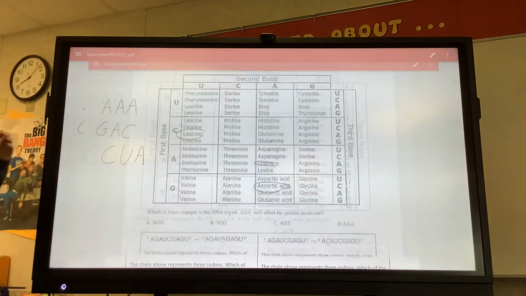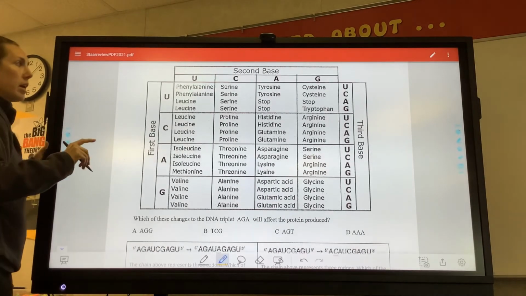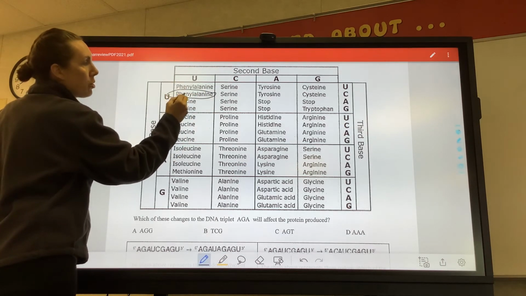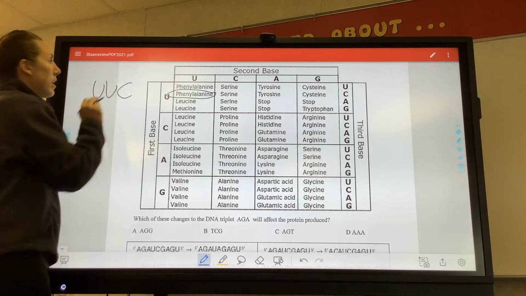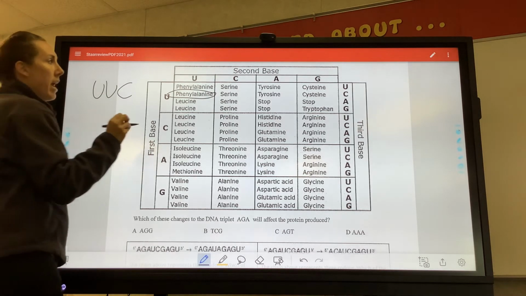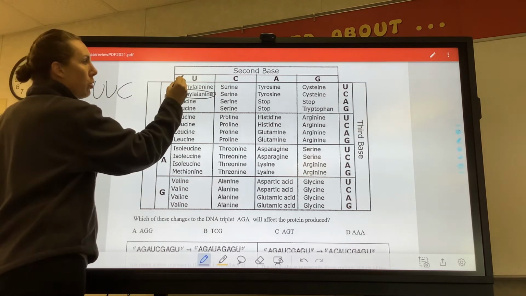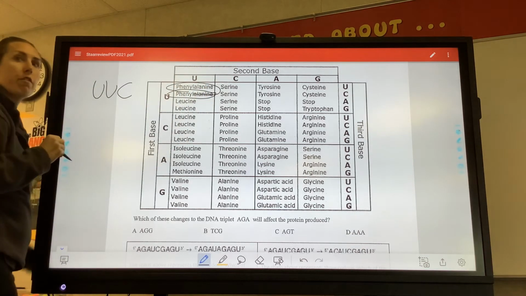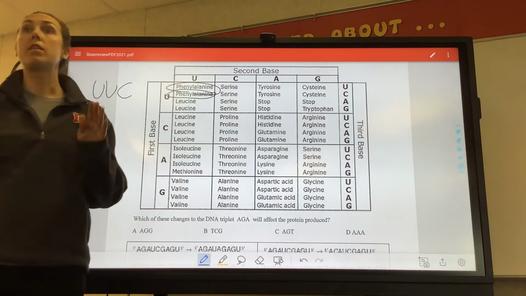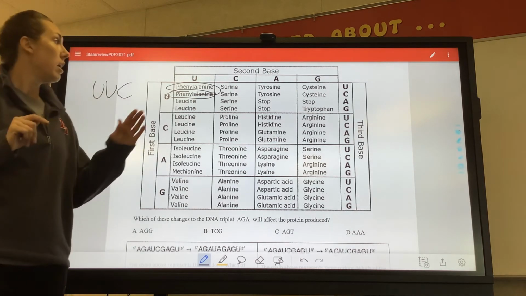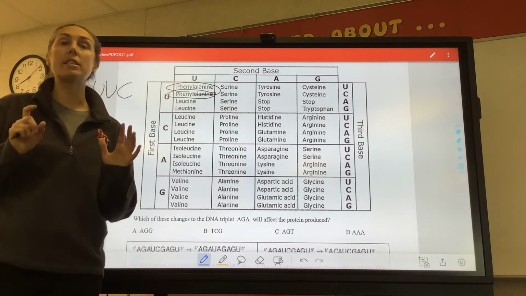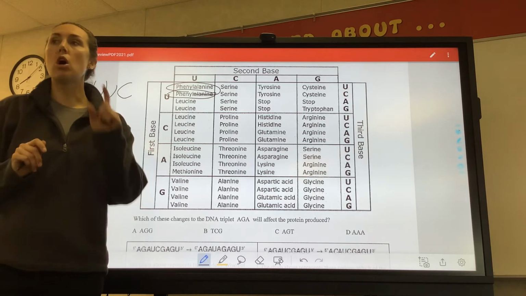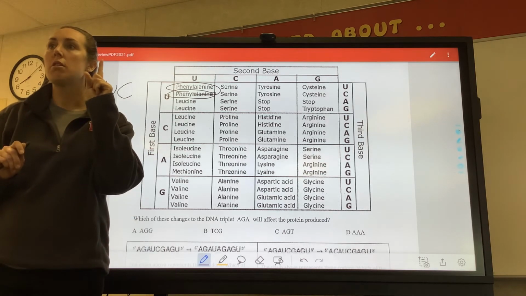Okay, this is what I want to show y'all. Look up here. This right here, phenylalanine, is UUC. If there was a mutation and it turned into UUU, it's still phenylalanine. So this is what the STAR test is going to say. If it changes it to the exact same amino acid, will there be any difference in the protein? No. So a 1 base mutation might be okay.